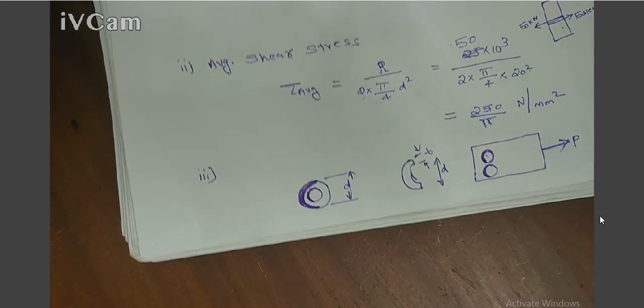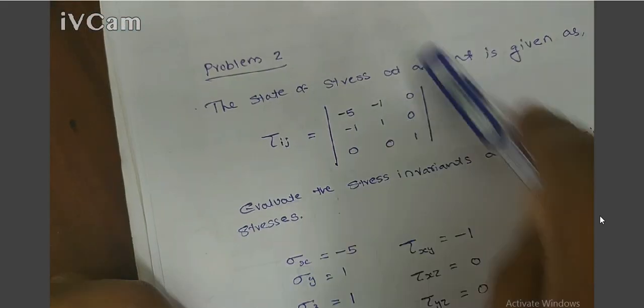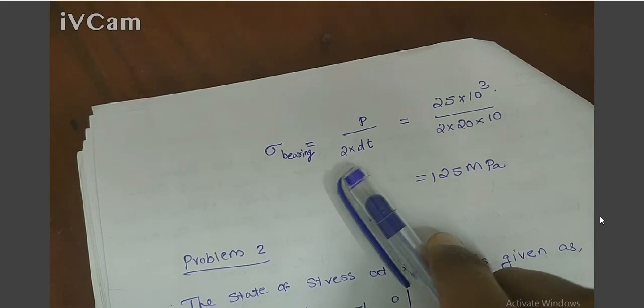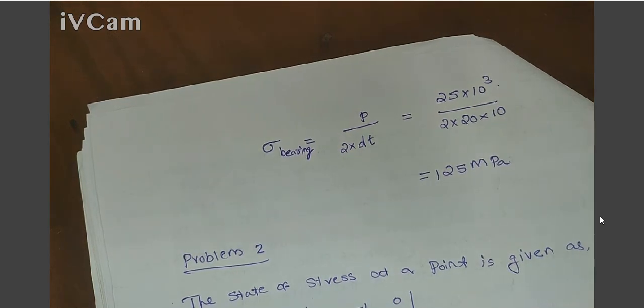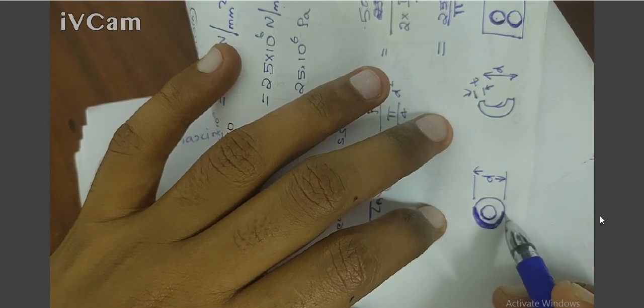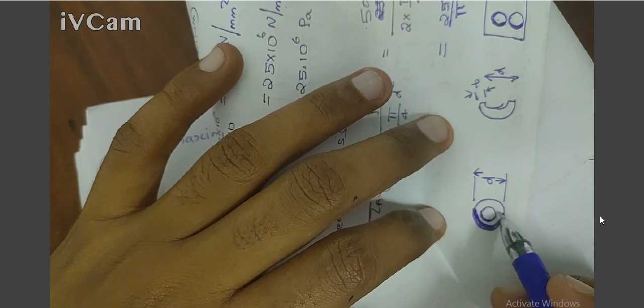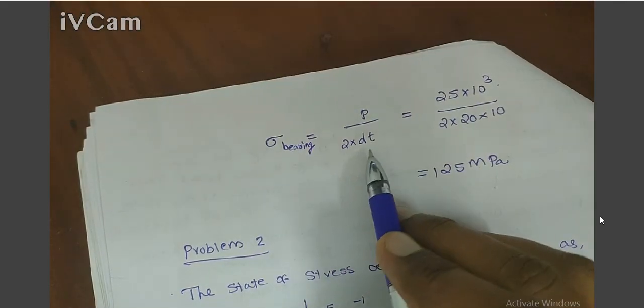And how can we calculate this bearing stress? That is equal to force divided by the contact area, or the projected area. This projected area is equal to d into t. For 2 bolts it will be 2 into d into t.